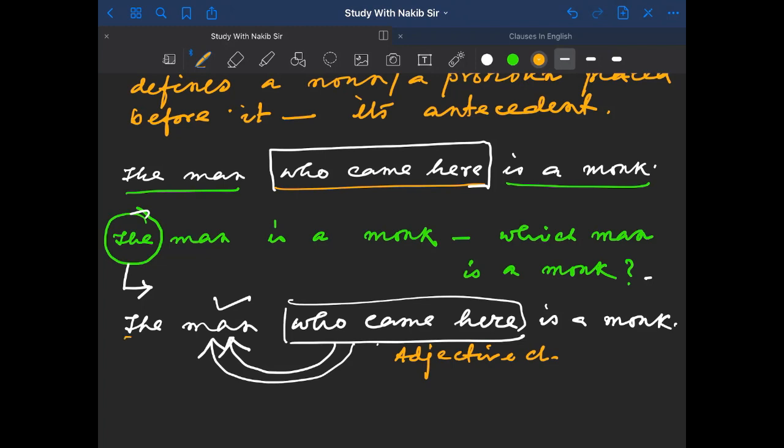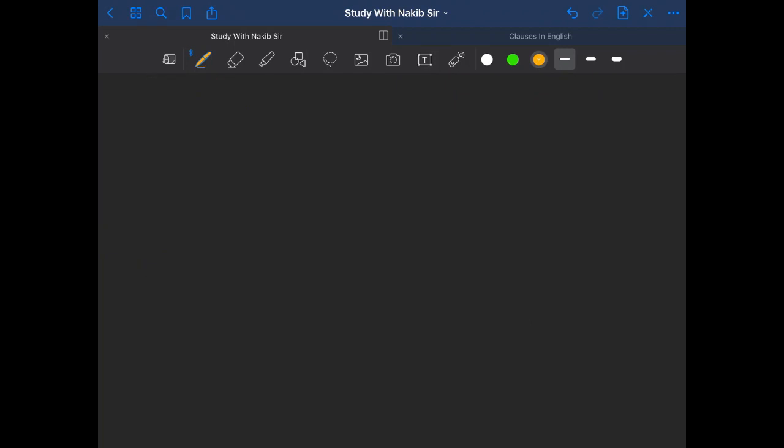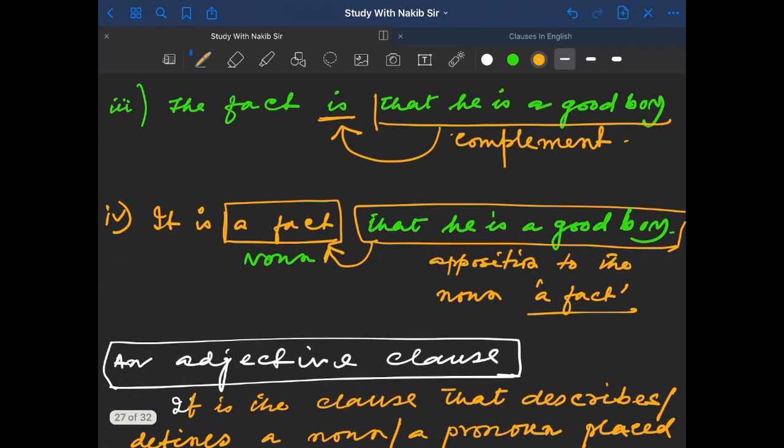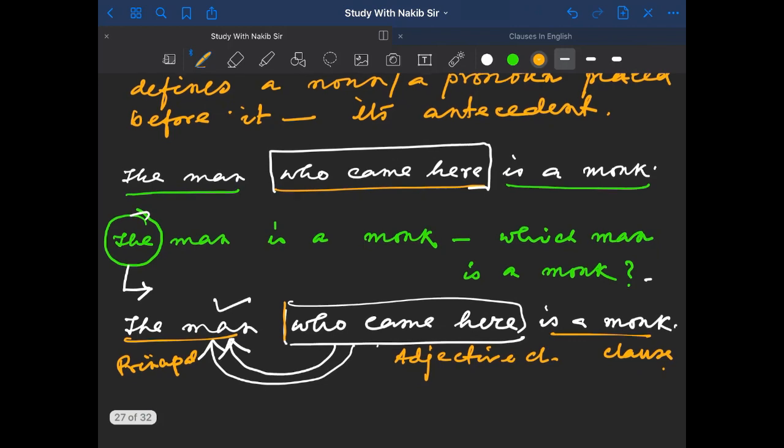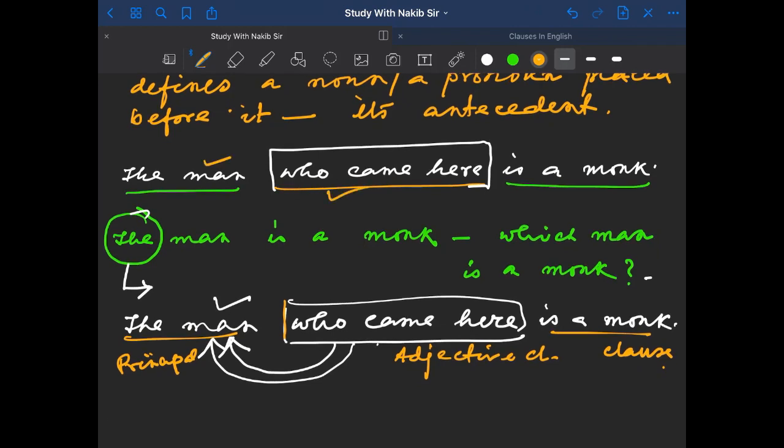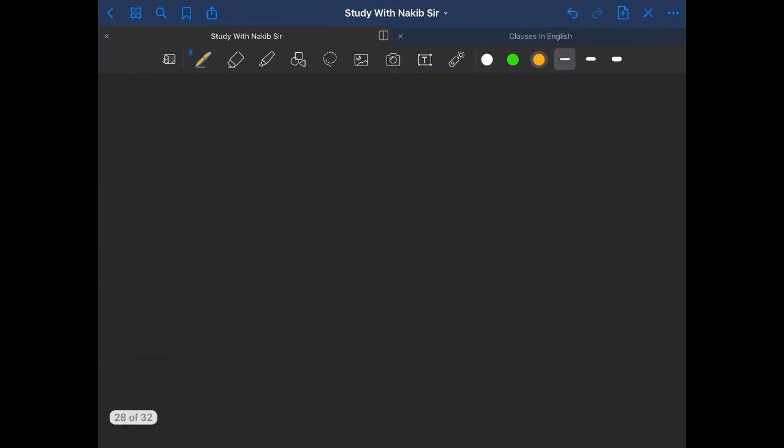And the man is a monk. The man is a monk is a principal clause. One thing you must remember, that the clause must define or describe its antecedent. It must define its identity. If it does so, it is an adjective clause. Like this, it is defining its antecedent. For this, it is an adjective clause.